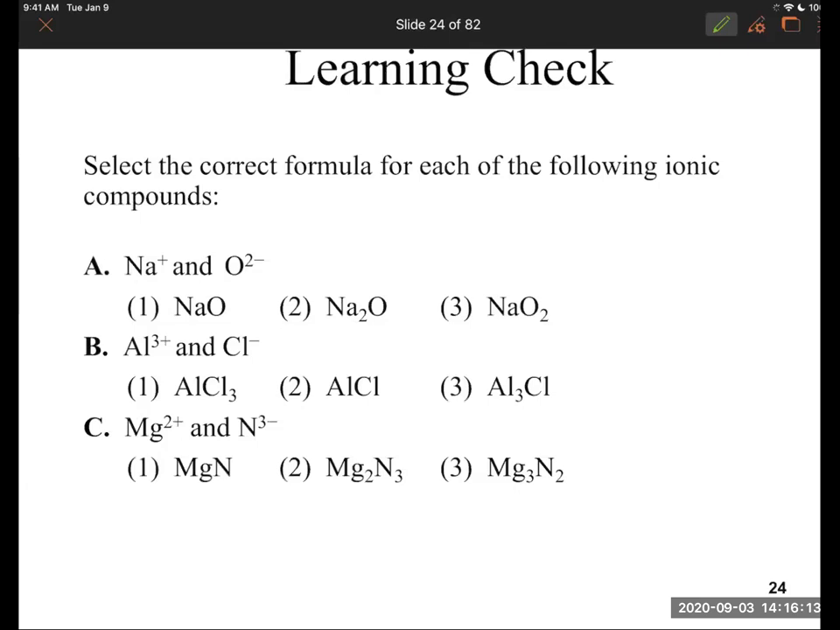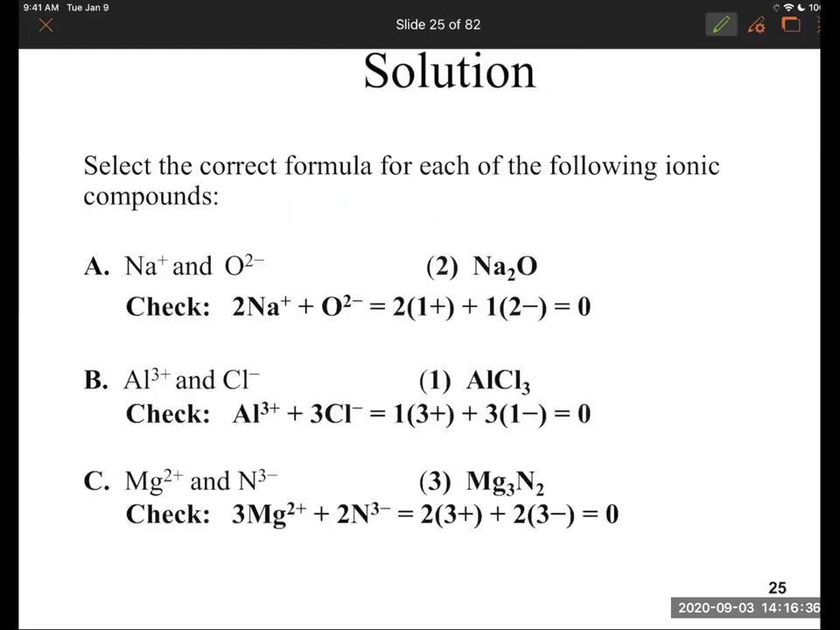Try to select the correct formula for each ionic compound. Remember, try to review what's an ionic compound: metal and non-metal. Take a minute to try to answer that by yourself. Here's your answer.